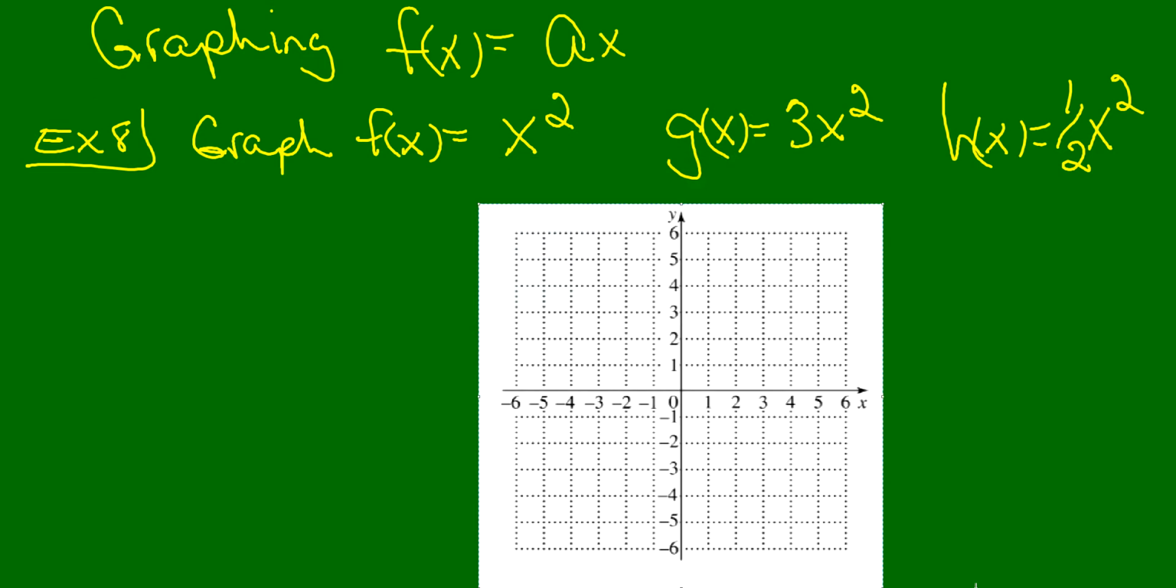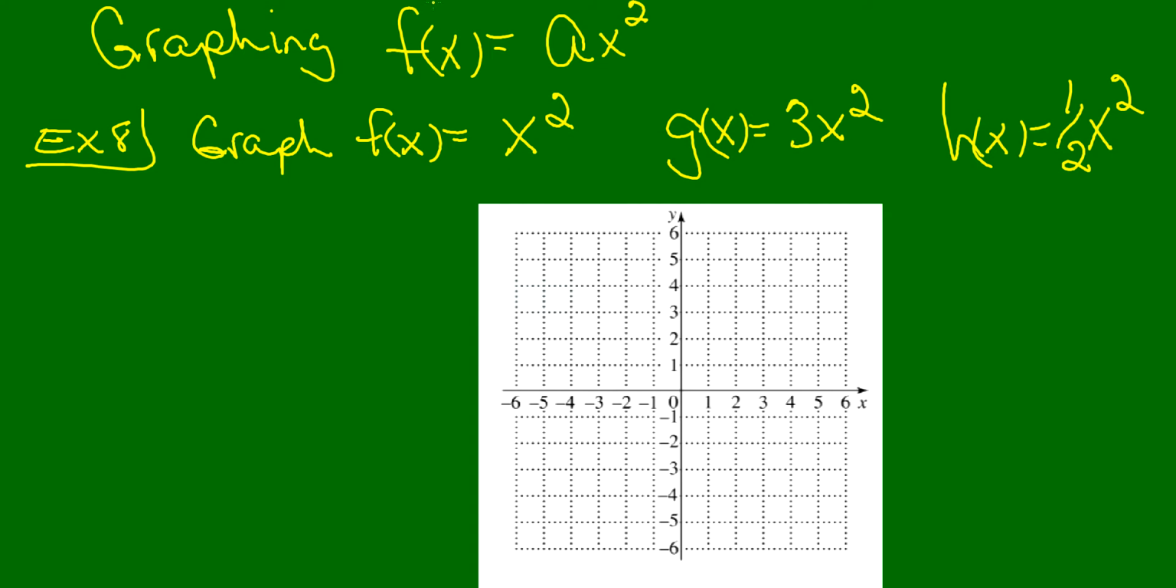All right, in our next example 8, they want us to graph a times x to the second power, ax squared. That means I'm going to have that multiplier in front of it. What is that going to do to our graph? So we'll demonstrate this.